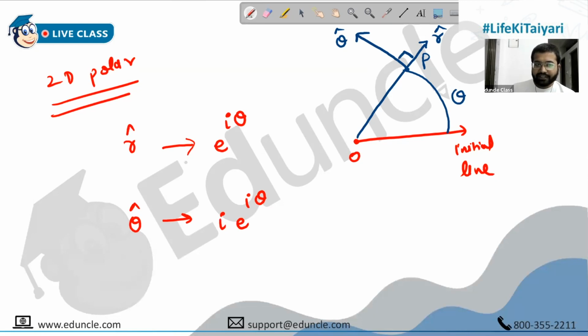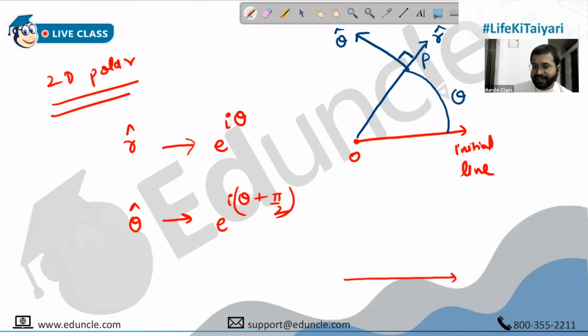Okay. So actually what happens here, if you remember, is this thing. The direction of theta cap can be found. It is the same direction, e raised to i theta, just that you have to add an additional 90 degrees. Because if r is like this, then theta is 90 degrees ahead, people. So you have to add 90 degrees, you have to add pi by 2 to theta. Then you get theta cap.